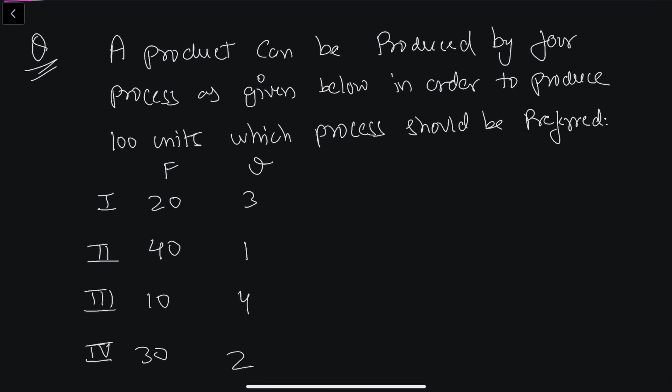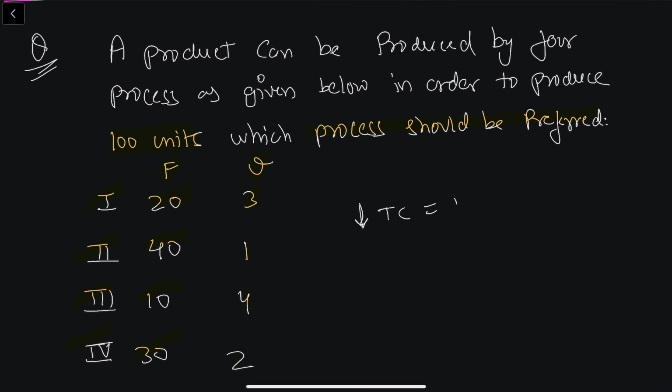It says that a product can be produced by 4 processes. We have four processes: one process, two process, three process, and four process. In order to produce 100 units, which process should be preferred? Tomorrow you are setting up something and you have 4 processes. They have given the fixed cost and the variable cost: 200, 400, 10, 30 for fixed, and variable cost 3, 1, 4, 2. Now you need to produce 100 units.